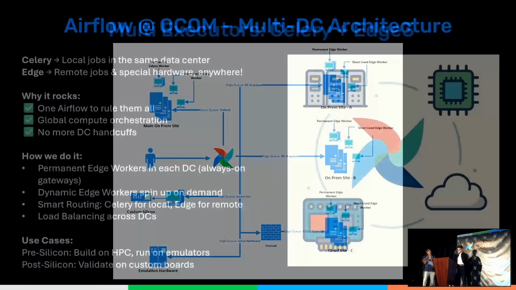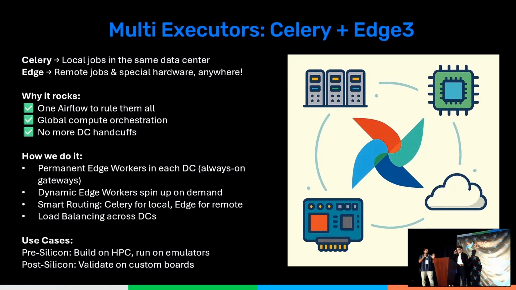So the idea is straightforward. Similar to Celery, where we have one permanent worker and then multiple short-lived workers, the edge is also the same: we have one edge worker in every data center that we have, which is always alive. The only responsibility of the edge worker is to spawn more edge workers, which actually do our tasks, right? And no more data center handcuffs. We can route our jobs to any data center based on the capacity.